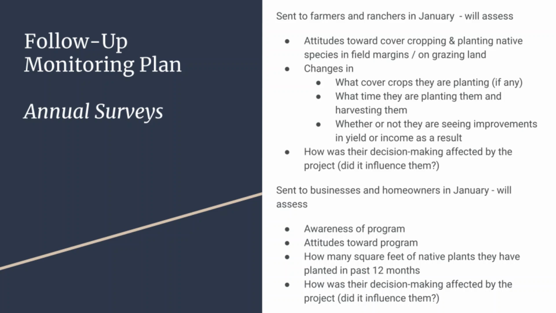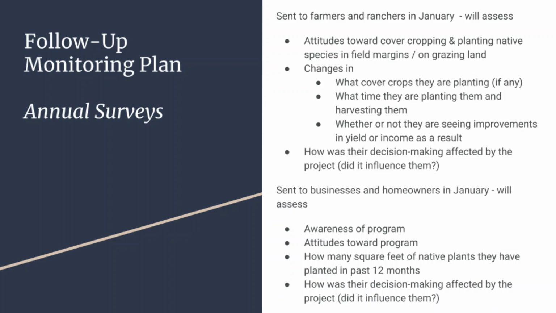Annual surveys will be sent to farmers and ranchers in January to assess attitudes towards cover cropping and planting native species in field margins and on grazing land, changes in what cover crops they're planting, what time they're planting and harvesting them, and whether or not they're seeing improvements in yield or income as a result. It will also ask whether or not their decision-making was affected by the project.